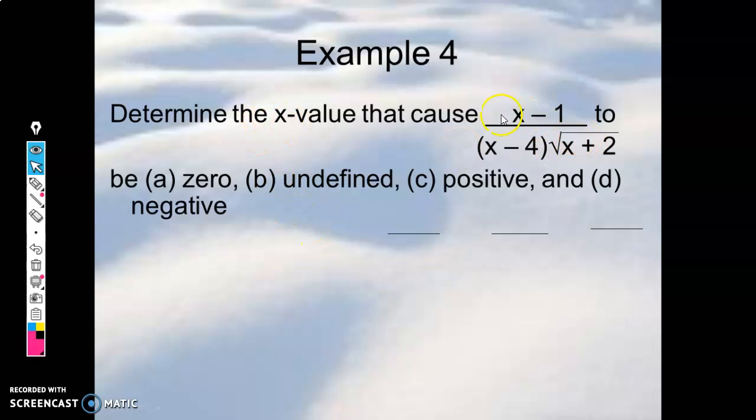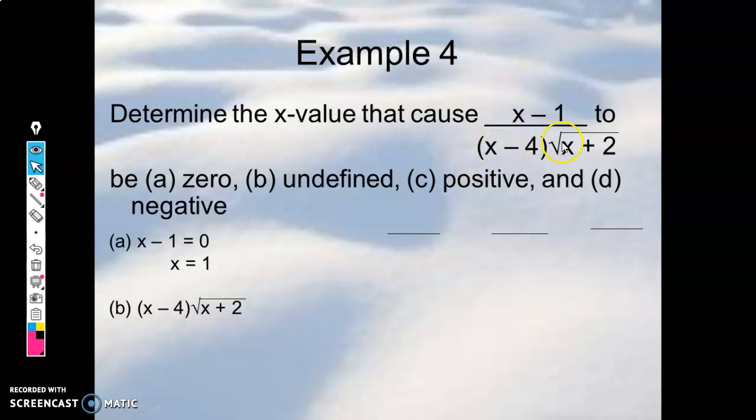We're going to determine where this rational function is 0, undefined, positive, and negative. So the best way to do that is create a sign chart. Okay, so first the zeros come from the numerator, where the top is equal to 0. So x equals 1 would be the x-intercept, where the graph would be 0.